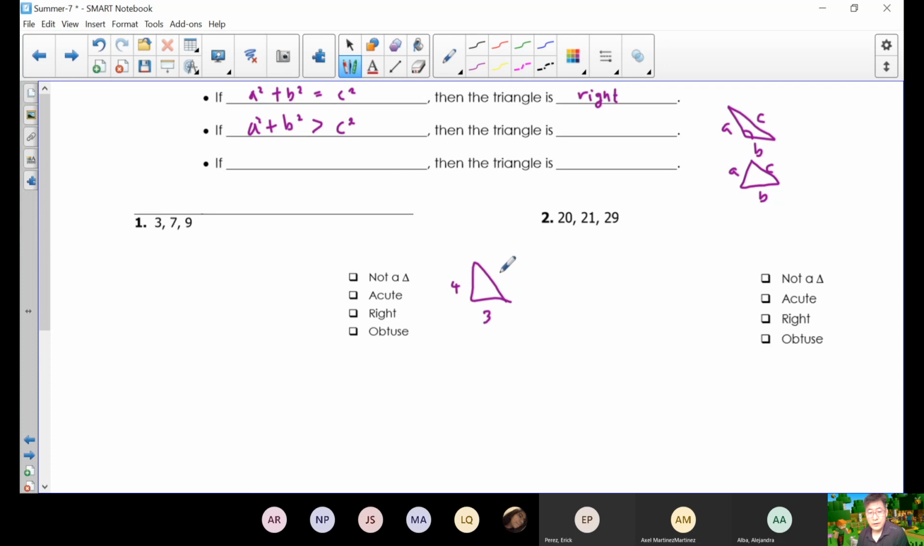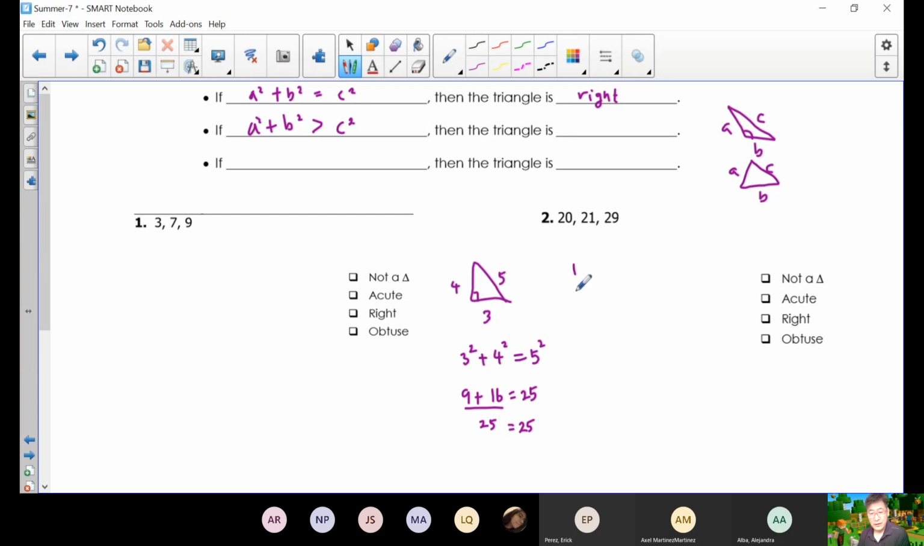3, 4, 5, right? This is a right triangle because 3 square plus 4 square equal 5 square, which is 9 plus 16 equal 25. Equal 25. So in this case we say right triangle.